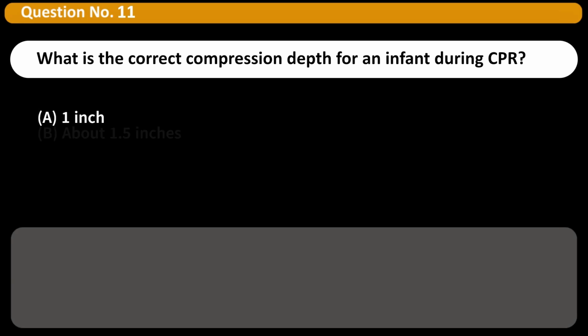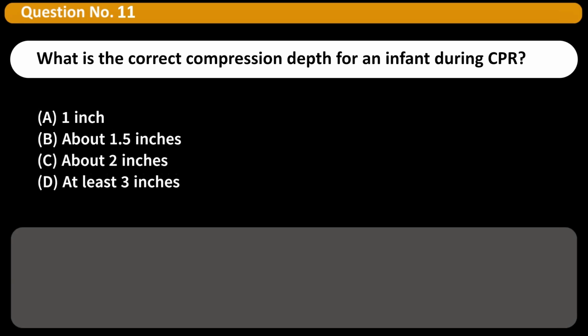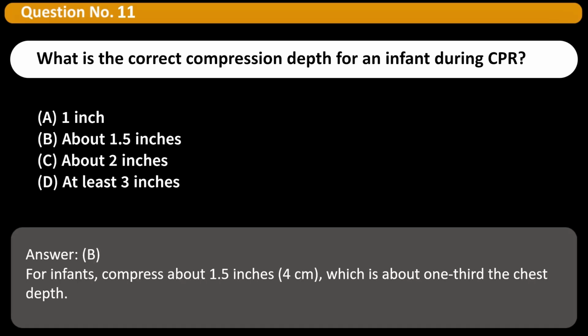What is the correct compression depth for an infant during CPR? A. 1 inch. B. About 1.5 inches. C. About 2 inches. D. At least 3 inches. Answer: B. For infants, compress about 1.5 inches, 4 centimeters, which is about 1/3 the chest depth.